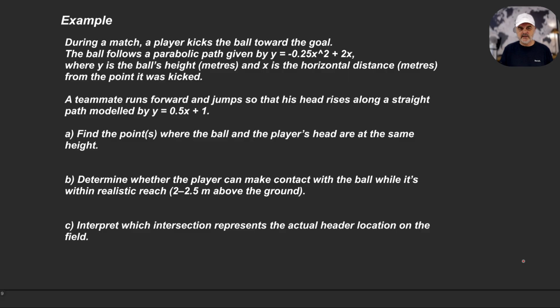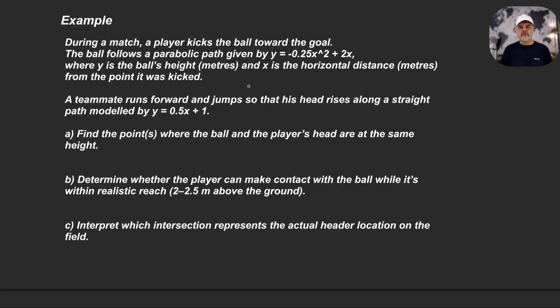So, example. This is a soccer game example in North America. Everywhere else we call it football. It's a beautiful game. Let's walk through this particular example. During the game, the ball follows a parabolic path. When the ball is kicked, it follows the parabolic path given by this quadratic equation: y is equal to negative 0.25x squared plus 2x.